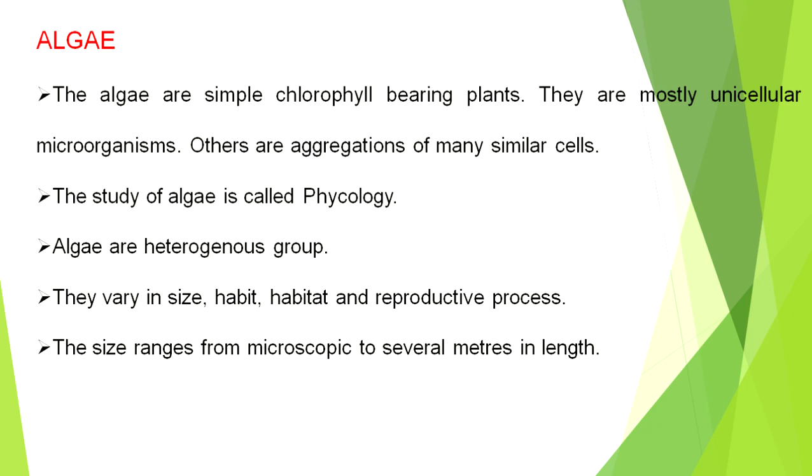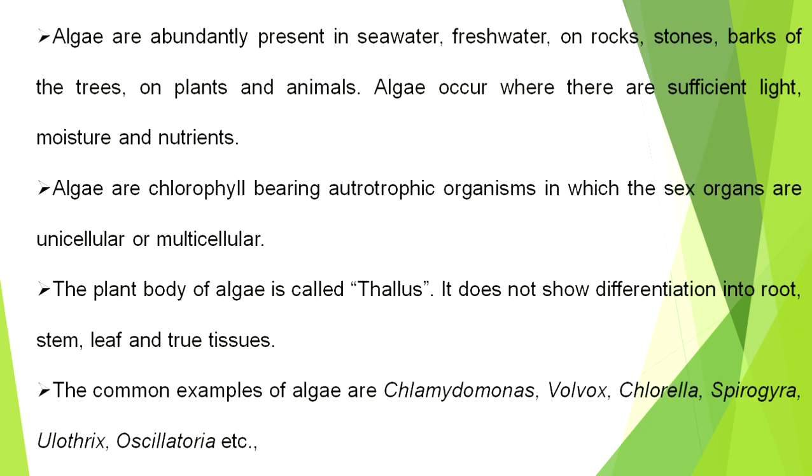Algae are a heterogeneous group. They vary in size, habitat and reproductive process. The size ranges from microscopic to several meters in length. Algae are abundantly present in seawater, freshwater, on rock stones, barks of the trees, on plants and animals. Algae occur where there are sufficient light, moisture and nutrients.